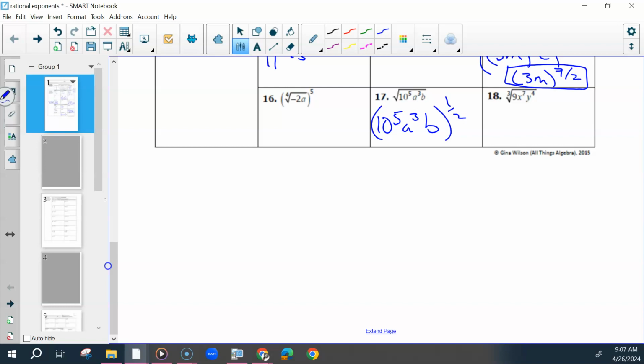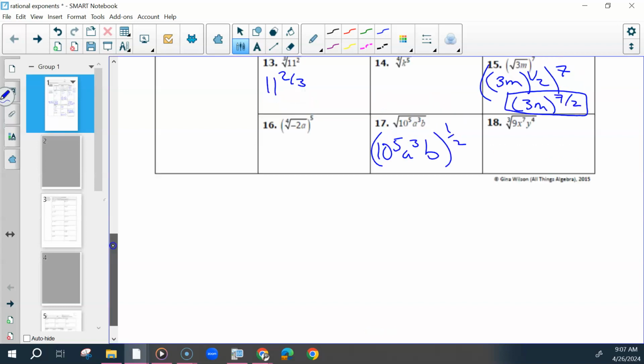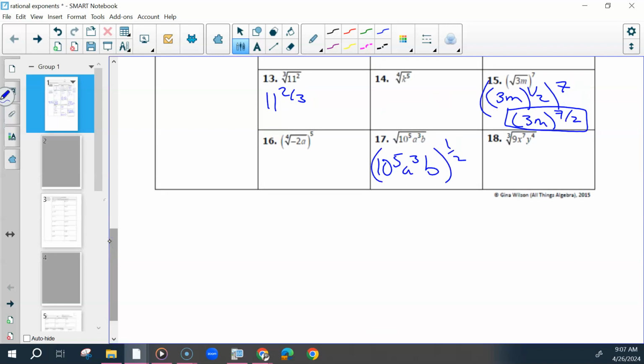Are there any others on this page, either section, that we want to go over before we go on to the back? 18. 8. Okay, so let's start off with how would we rewrite that in exponential form? Index, the number outside of the root.